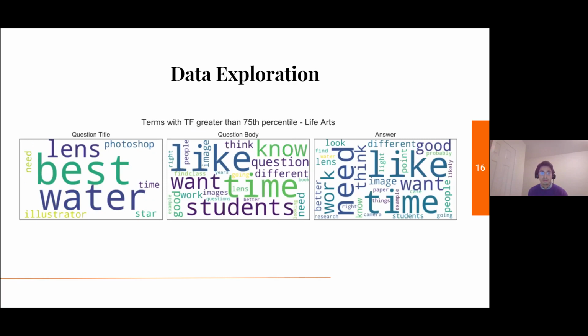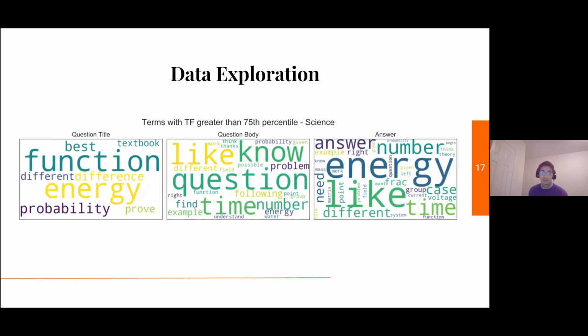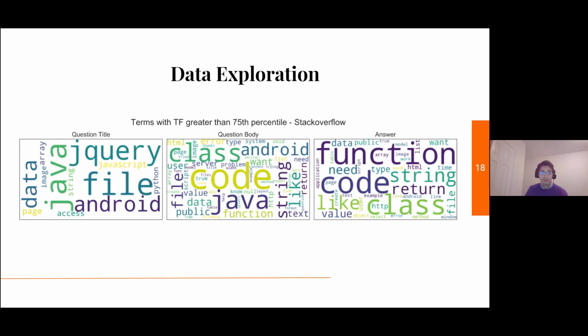So here are the most frequent words in the title, body, and answer, and you can see the same thing here as well, with domain-specific tokens available. So lens, water, different, question, students, images. And it's more apparent here in science, where you can see probability, number, answer, voltage, energy.